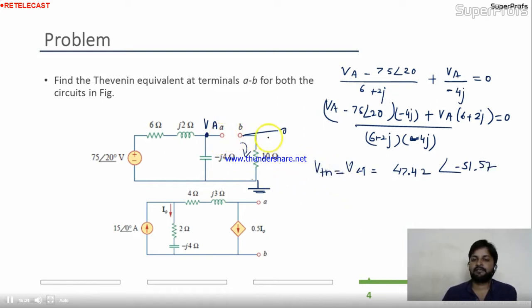The difference between these two terminals. Here the voltage is 0. So VTH is given over here, and you already calculated the RTH. So this is the way to solve it. Now this is for your homework.